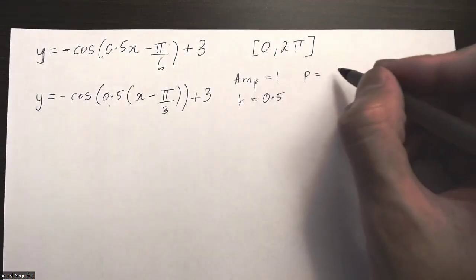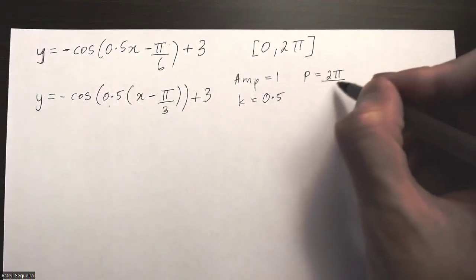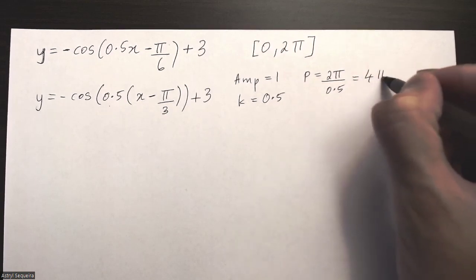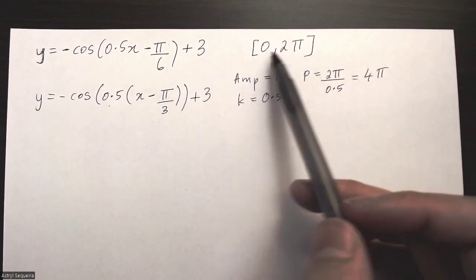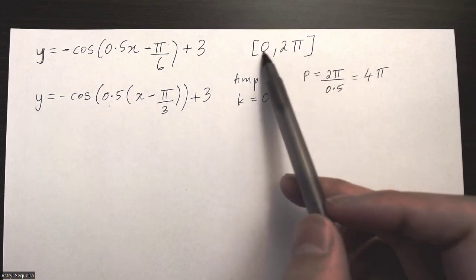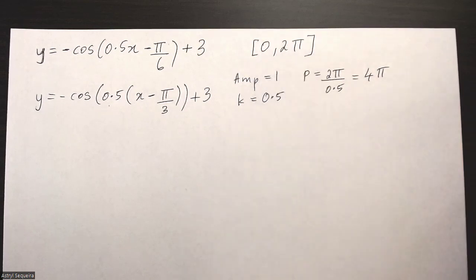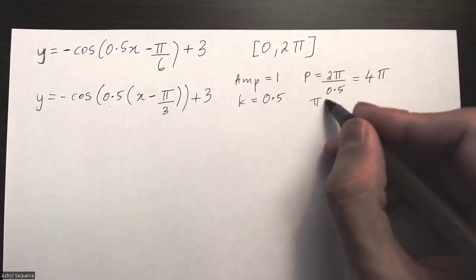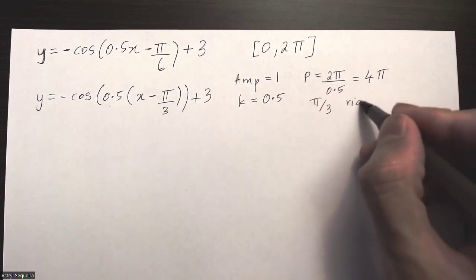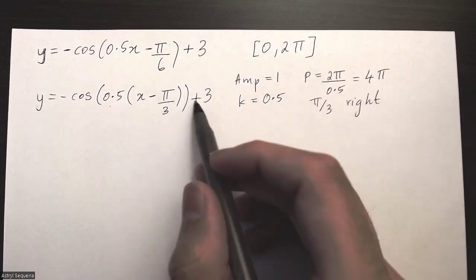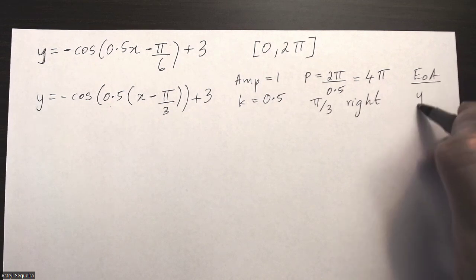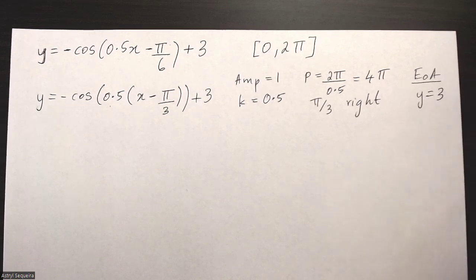Period is 2 pi divided by k, so 2 pi divided by 0.5, which is 4 pi. So in this question, only half a cycle is going to fit between 0 and 2 pi. And then we have a phase shift of pi over 3 to the right. And then our equation of axis is just y equals positive 3.